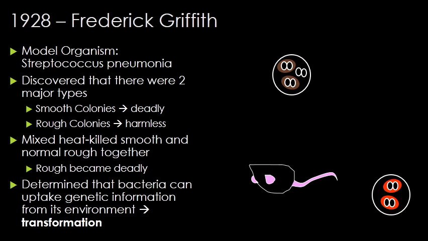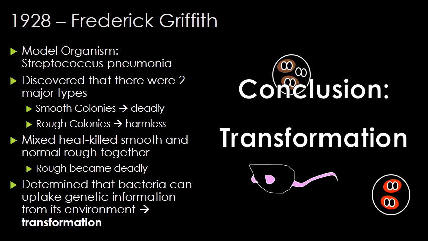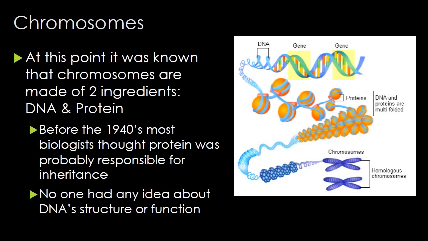So he said that, well, this means that bacteria can uptake genetic information from its environment. This process is what he called transformation and turned out to be a major step in our understanding of genetics and DNA and evolution and bacteria. So at this point, we know that transformation exists and we know that chromosomes exist.